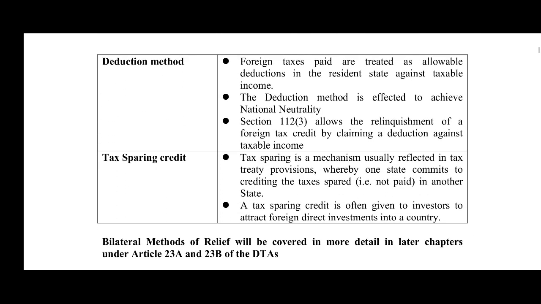The next is what we call the deduction method. With this one, the foreign tax paid is treated as an allowable deduction in the resident state against your taxable income. So the deduction method is effected to achieve national neutrality. Now, in Ghana, Section 112, subsection 3 allows for the relinquishment of a foreign tax credit by claiming a deduction against your foreign income. This is the only time a deduction is given in respect of a foreign tax. So, for instance, if you have a foreign tax credit and you can't claim it, you can claim a deduction of that tax from your income as an allowable deduction.